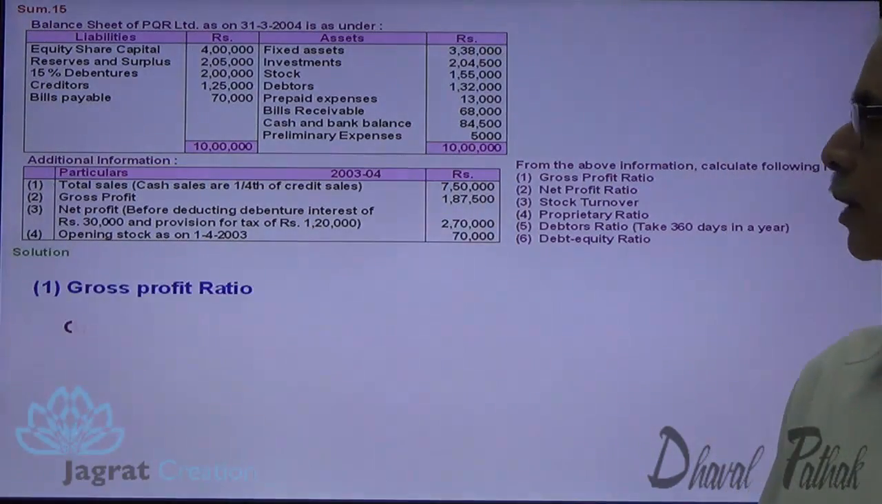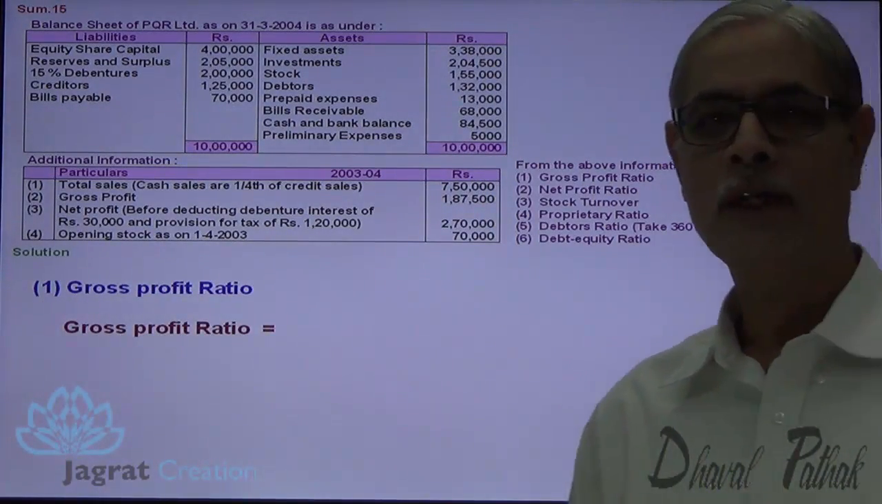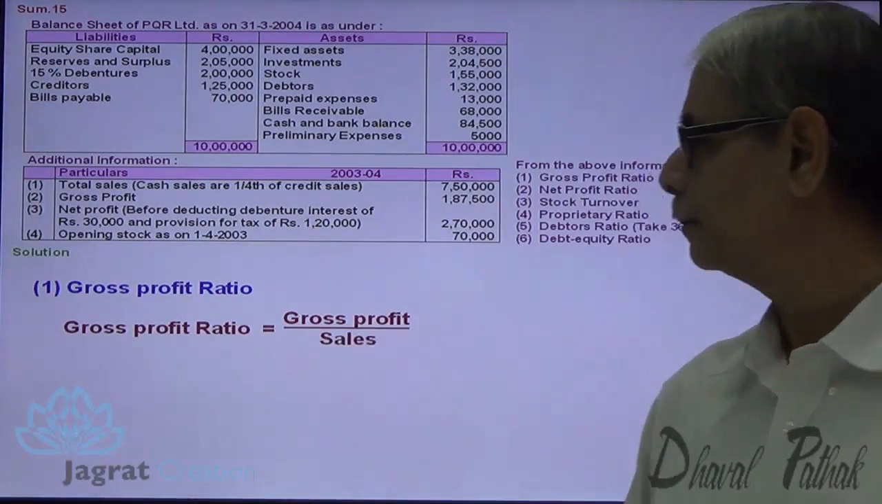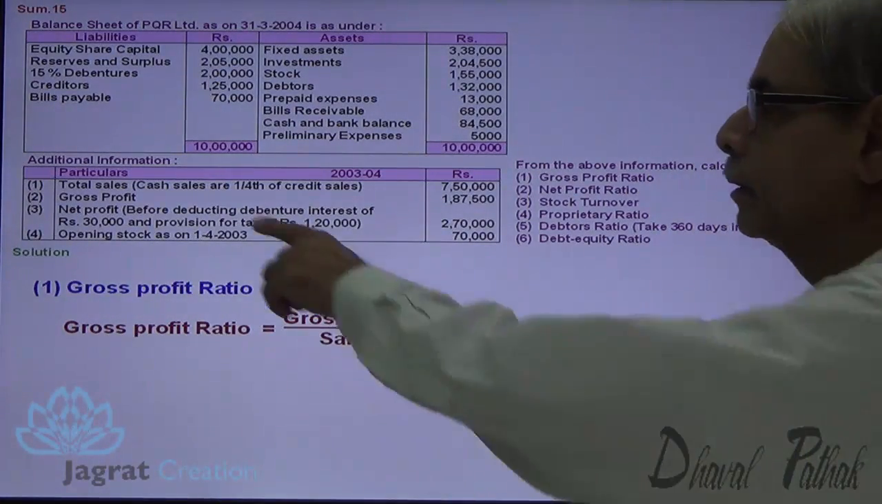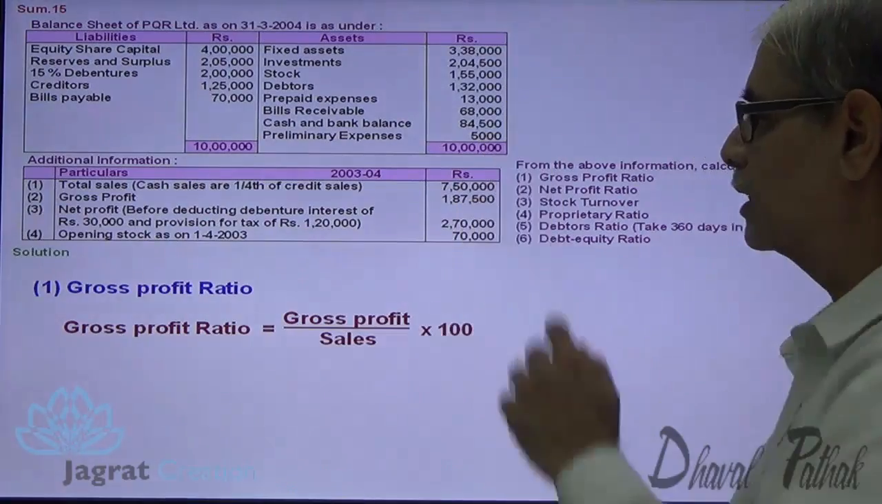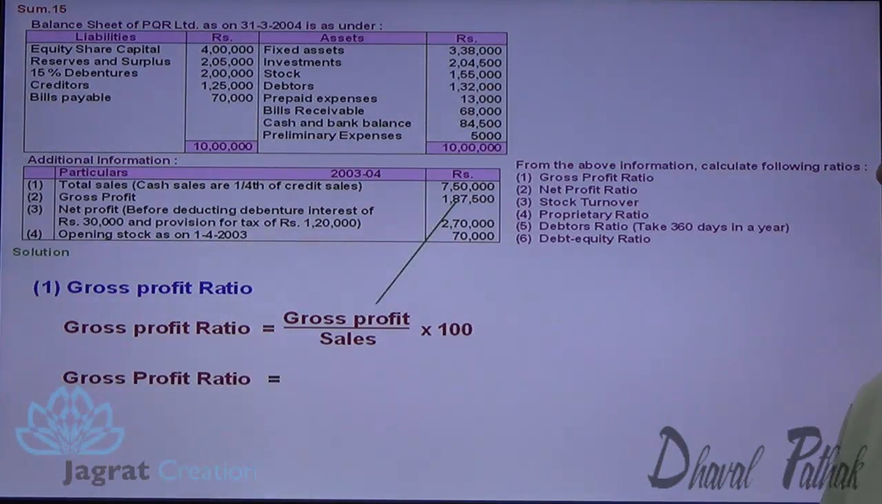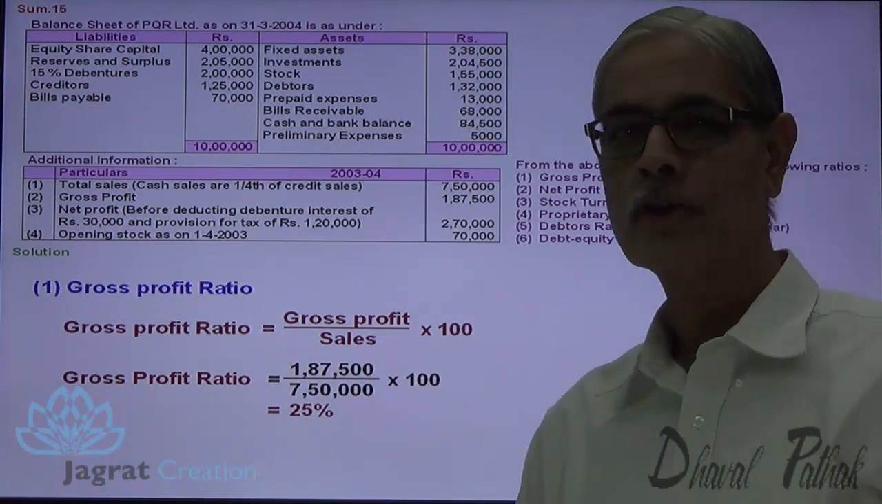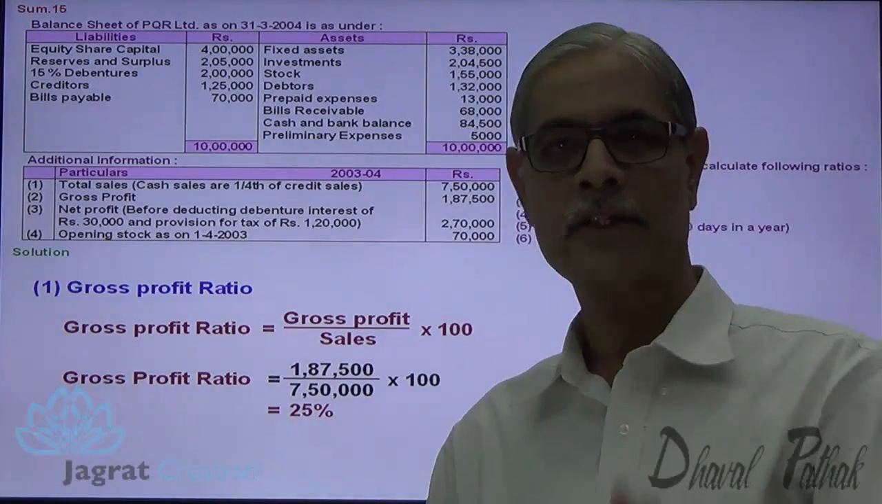First, gross profit ratio. What's the formula? Gross profit upon sales into 100. This is the gross profit, and this is the total sales, readily available. So 1,87,500 divided by 7,50,000 into 100 works out to be 25%. So the first ratio is done.